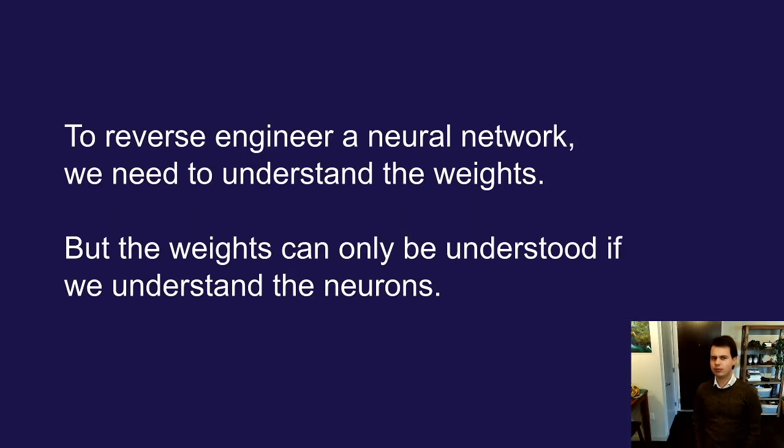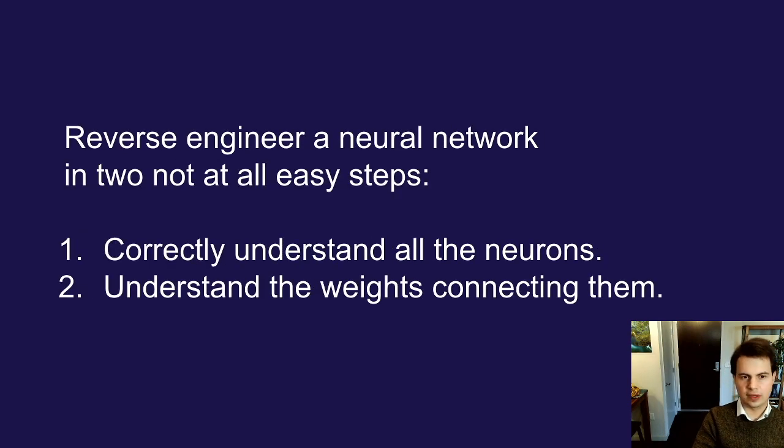And so in order to reverse engineer neural networks, we're going to need to understand the weights. But to understand the weights, I think we need to understand the neurons that they're acting on. And so we have to do these two things. You could imagine two very difficult steps to understanding a neural network and reverse engineering it. First, understand all of the neurons, and then understand all of the weights connecting all of those neurons.